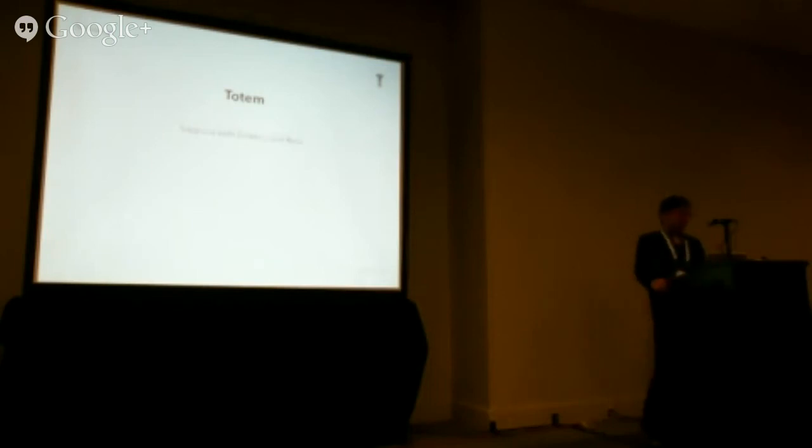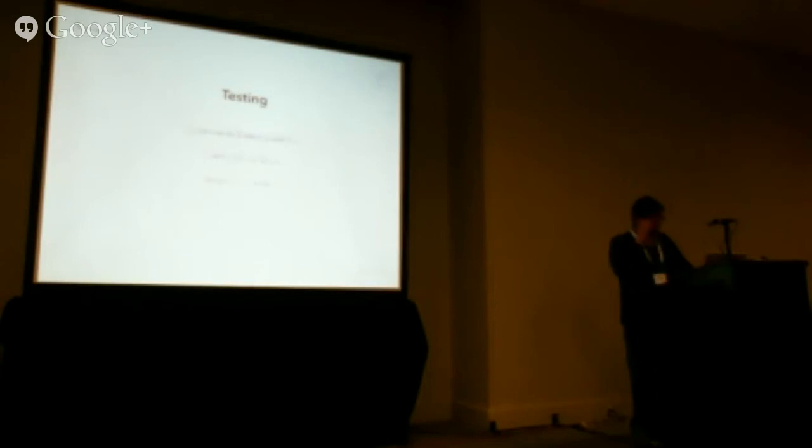We have a lot of Totem-level Ember stuff that just helps: extensions on namespaces, extensions on models. Totem is the base model, the base controller that we extend off of for everything. So it's the lowest level there to help bridge that gap.